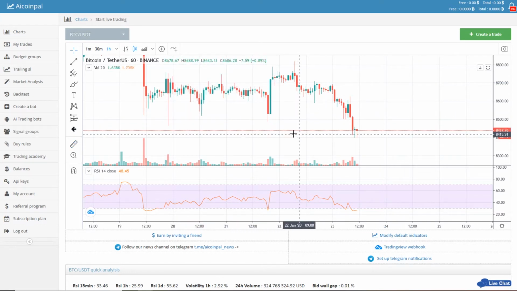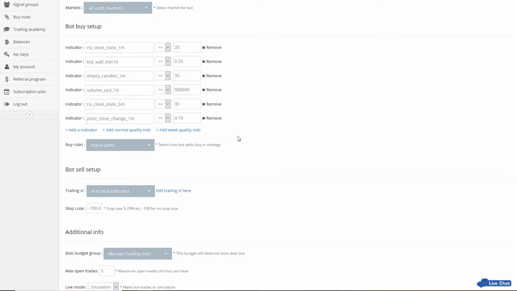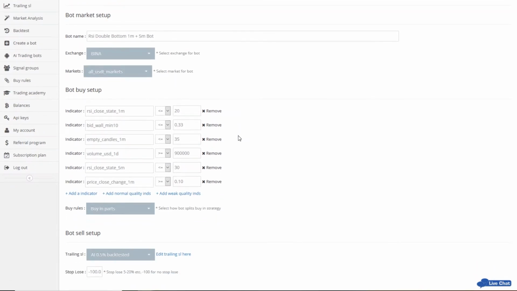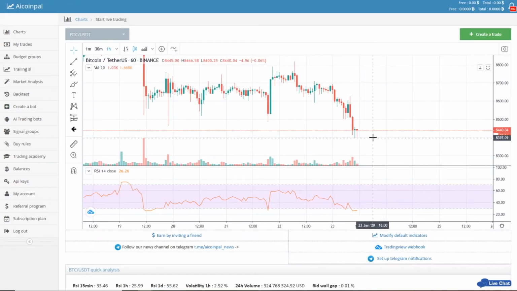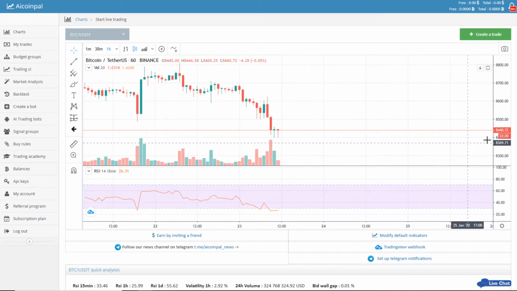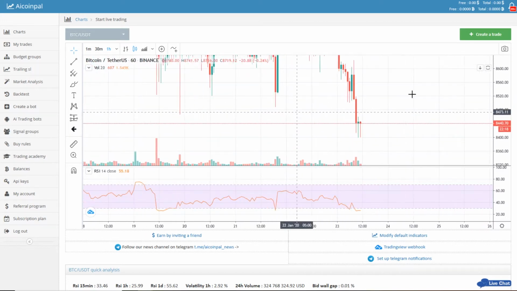So this is actually really beneficial that you have automated trading. You find a strategy and then you use it. For example, this bot was buying when the 1-minute RSI is below 20 and the 5-minute RSI is below 30. So this bot is using 2 RSI indicators. Now that's the second thing I want to talk about: comparing and using many indicators together.